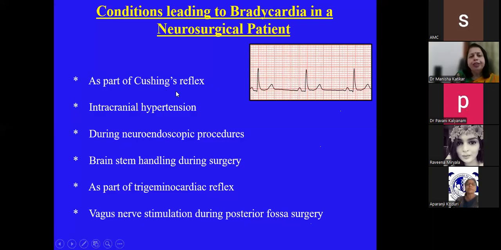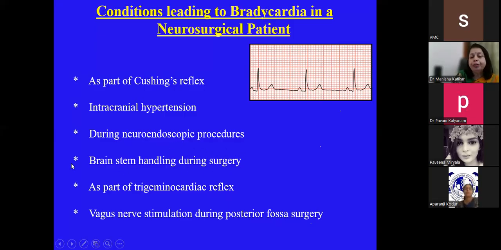As a part of Cushing reflex, if there is a hypertension, the patient might get bradycardia. There is intracranial hypertension during neuroendoscopic procedures, especially for fourth ventricle patients. If these patients are done under neuroendoscopy, then when they enter the fourth ventricle, there is a chance that patients might get bradycardia.